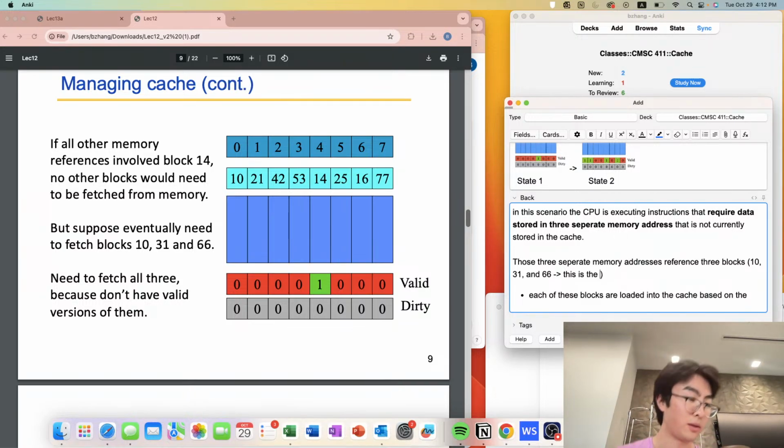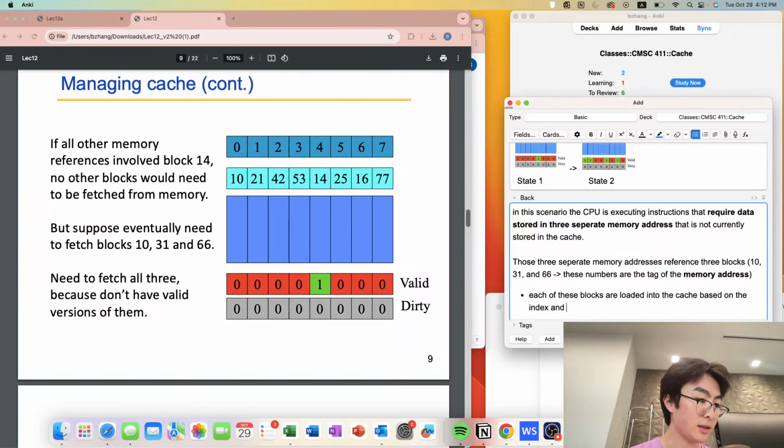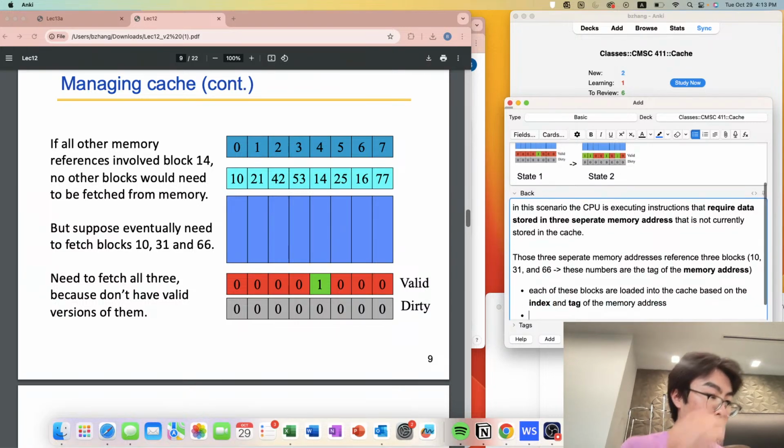Okay, so the block numbers, these numbers are the tag of the memory address, based on the index and tag of the memory address. Right, okay, so yeah. Tag of the memory address. Okay.